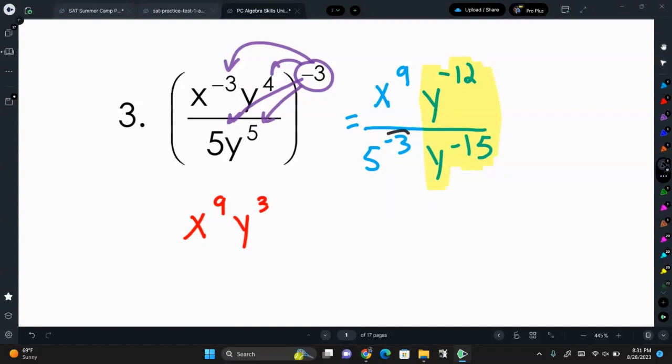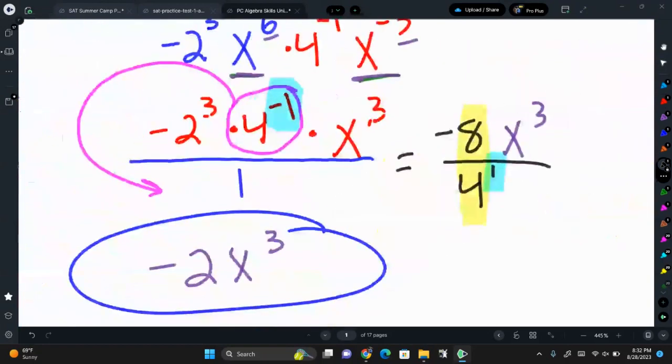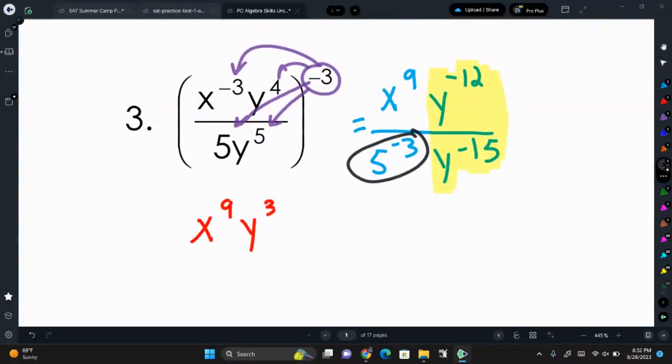Then we need to take this, because it has a negative exponent. It doesn't matter that it's a number, that it's 5. Anytime you have a negative exponent, you bring it to the other side of the fraction bar. Back here, we brought something down to the denominator. Well, here we're going to bring this up to the numerator.